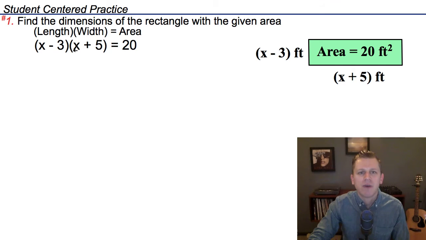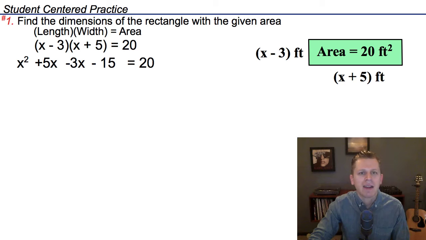Now we need to FOIL or double distribute so that this goes from factored form to standard form. When I FOIL this, x times x would give us x squared, x times 5 would give us 5x, negative 3 times x would be negative 3x, negative 3 times 5 would be negative 15. Bring down the equals 20.